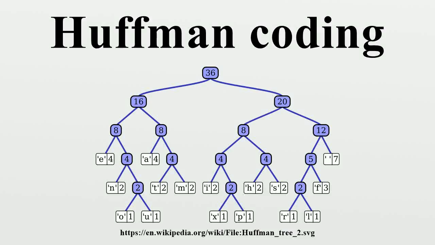In computer science and information theory, a Huffman code is a particular type of optimal prefix code that is commonly used for lossless data compression. The process of finding and/or using such a code proceeds by means of Huffman coding, an algorithm developed by David A. Huffman while he was a PhD student at MIT, and published in the 1952 paper, "A Method for the Construction of Minimum Redundancy Codes."